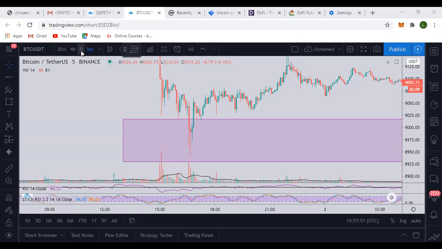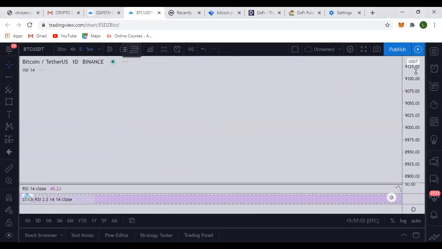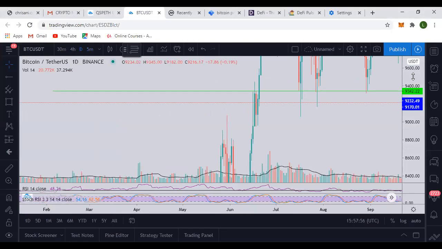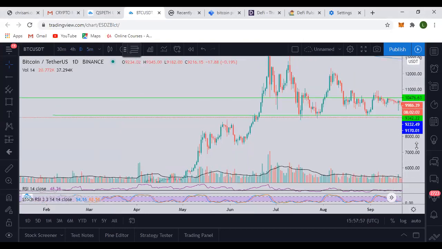Now let's look at this in a bigger time frame, the daily time frame. We will see the same thing in the daily time frame.